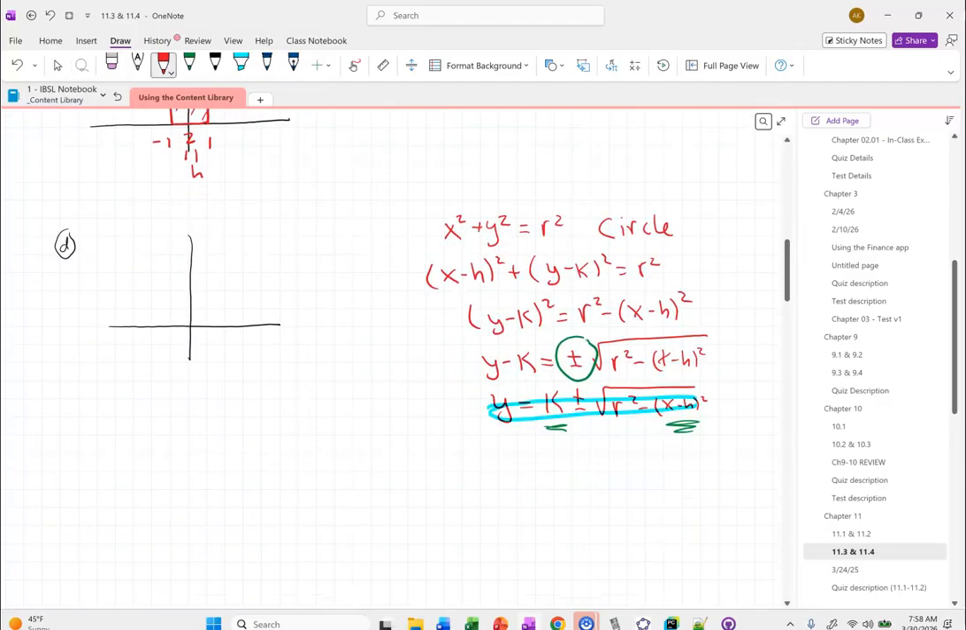So to graph my circle, my center's here at 0, 0. I have a radius of 2, and it's only a semicircle. It's only the positive half of it. So there's my graph. So that's the area under the curve. How do I compute the area of that figure?